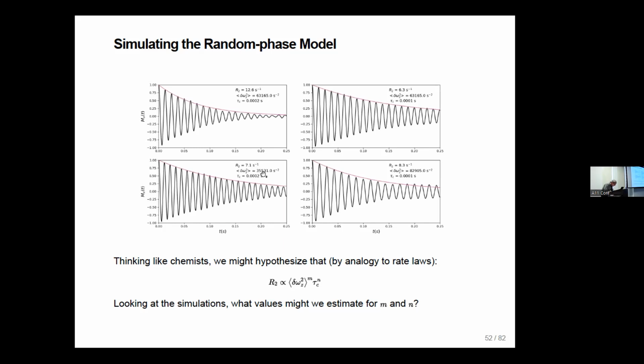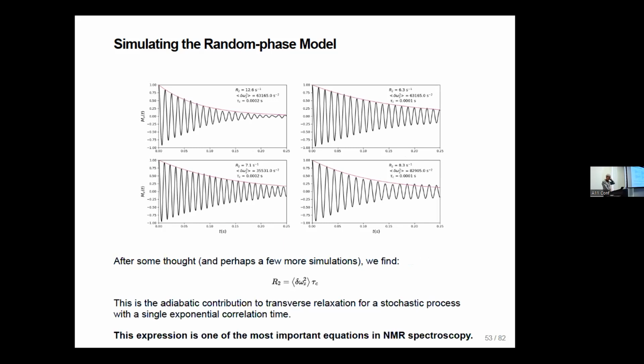I changed the variance and the rate changed by some amount. It looks like linear as well. Anyhow, when I play around, I discover from these simulations that it looks like R2 is the variance in the Z fluctuating field times the correlation time. And that turns out to be the adiabatic part of transverse relaxation.